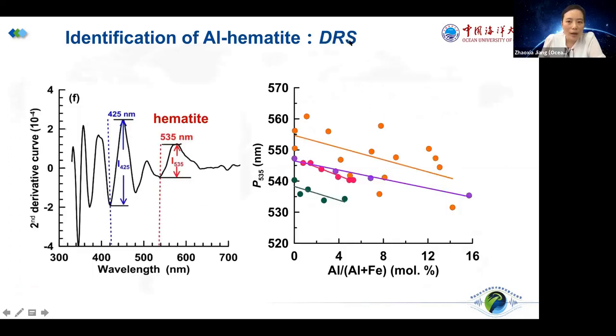In addition, DRS is also a good way to identify aluminum hematite. We know that hematite has a characteristic peak around 535 nanometers. So based on the peak position, we can identify the aluminum hematite. For aluminum hematite, it has a lower position. Maybe it shifts to a shorter wavelength.